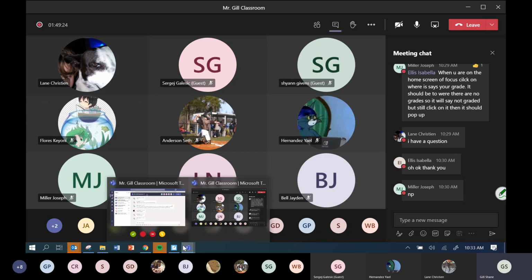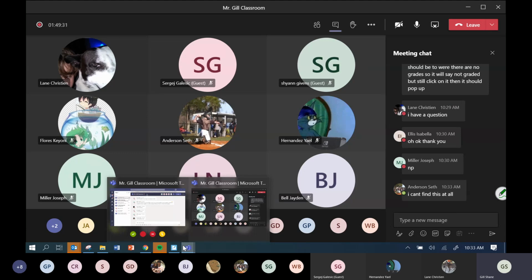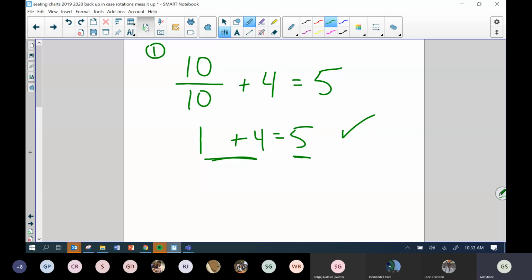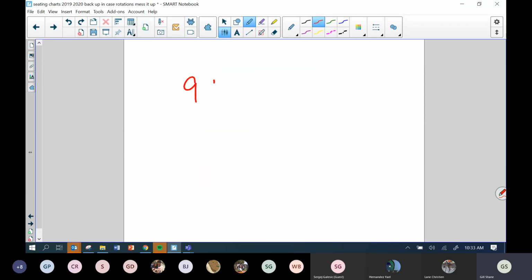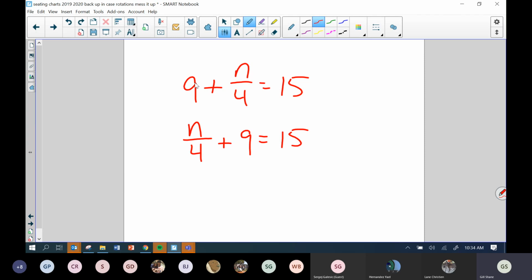So number 15 and 16 are pretty much exactly like the one we just did. On number 16, if it helps you, I'm going to write this on the board, so you may want to watch what I write on the board. So everybody look at number 16. The problem says 9 plus n divided by 4 equals 15. Well, that's not the exact way that number 1 looks, but because we're adding here, you can actually change the order of those terms. You can say that's the same thing as n divided by 4 plus 9, and now it does look just like number 1.